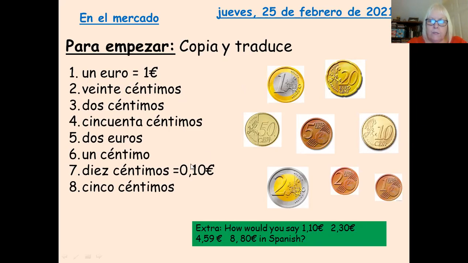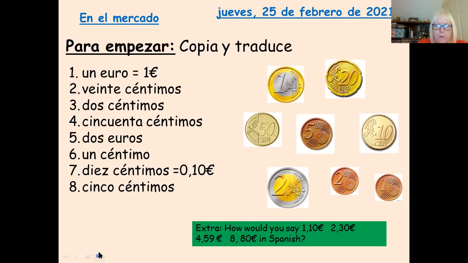All right. So here are the pictures of the coins that you would need to use in Spain and elsewhere in Europe. Pause the video while you do this task and then move on when you're ready. There's an extra work at the bottom if you finish quickly.